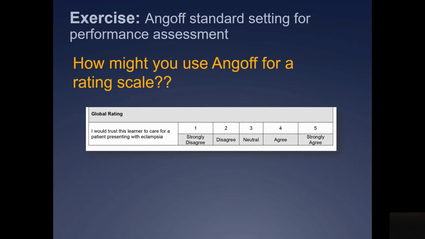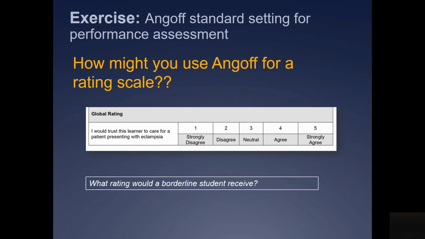what do we do if we have a rating scale? Well, then we talk about what rating a borderline student would receive. It might be a neutral, it might be an agree. Now, in certain settings, if this were a mastery model and everyone knew this was a mastery model, then the minimum would be an agree. So the expectation is that a pass of agree is what the accepted minimally competent borderline student would receive after training.